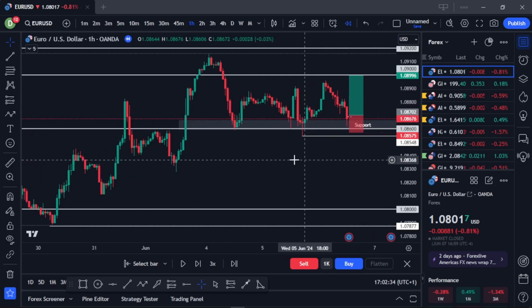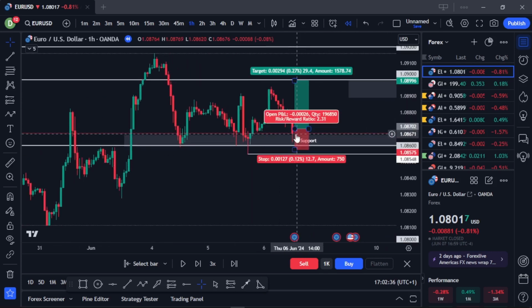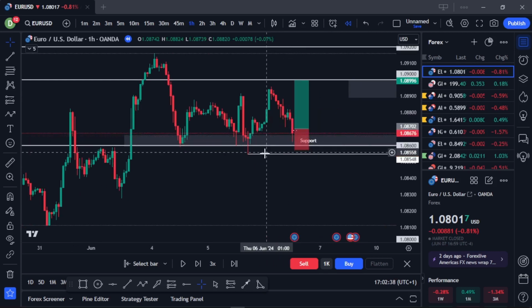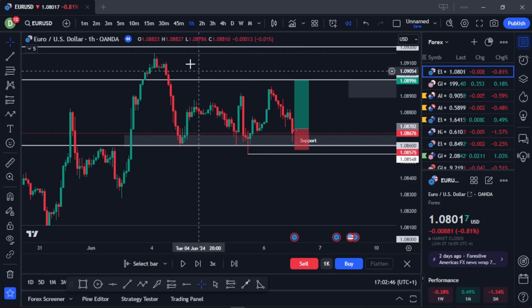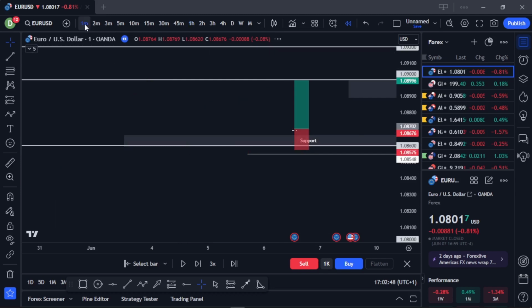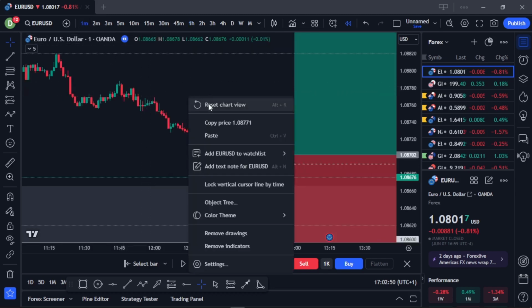But then I won't set a limit order here. The reason I won't set a limit order here is I will have a low here that the market is likely to come and take. So for fear of getting caught out by this low, I'll have to go down to a much lower time frame to look for a change of character over there.